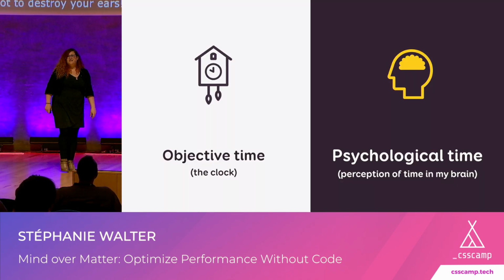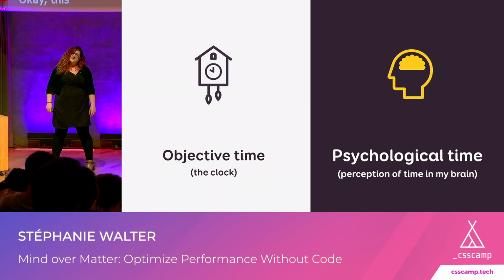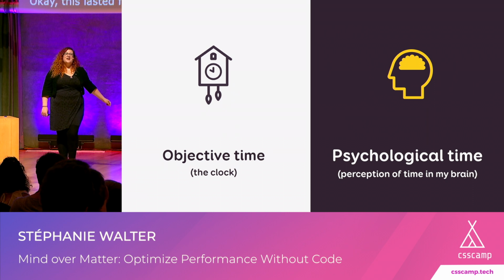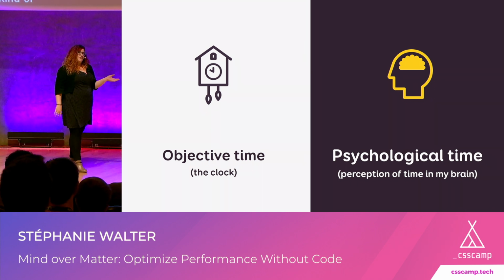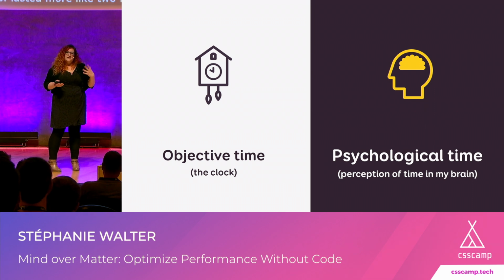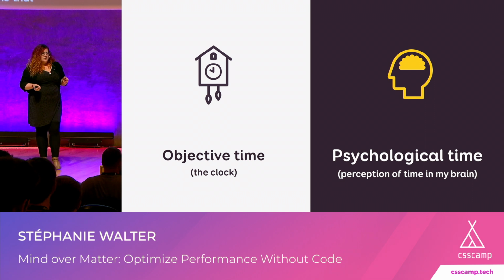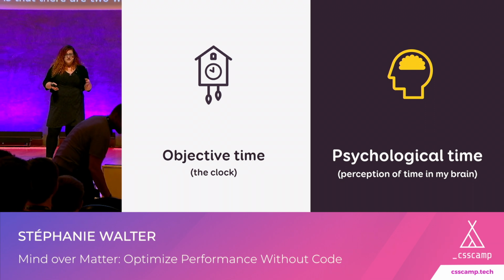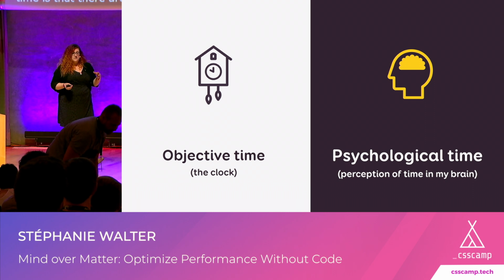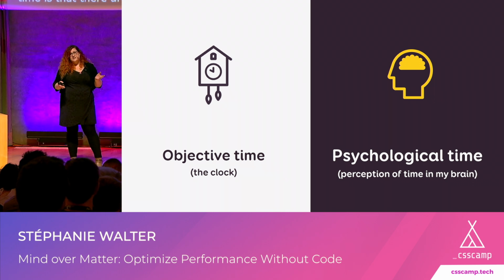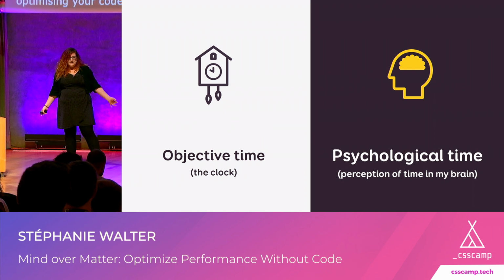This lasted 5 seconds, but I'm on stage and I'm stressed. So in my mind, this kind of lasted more like 2 minutes or something. What you need to understand about time is that there's two ways to measure it. You have objective time, which is the clock, optimizing your code. How long does my website need to load, like real metrics you can have in the browser, things like that.